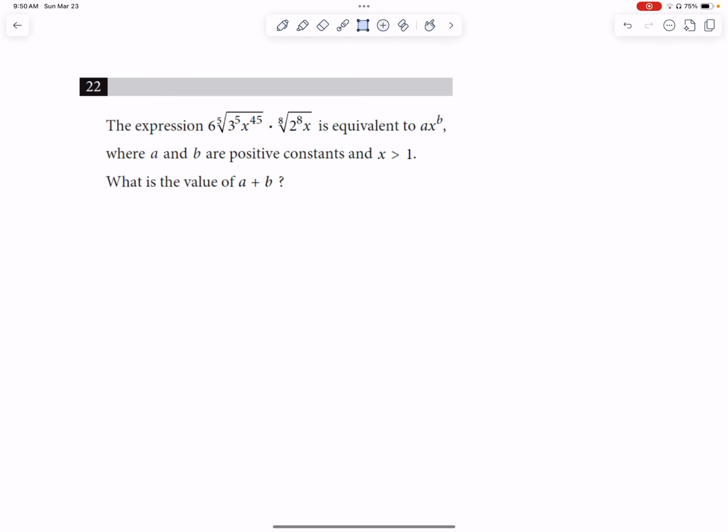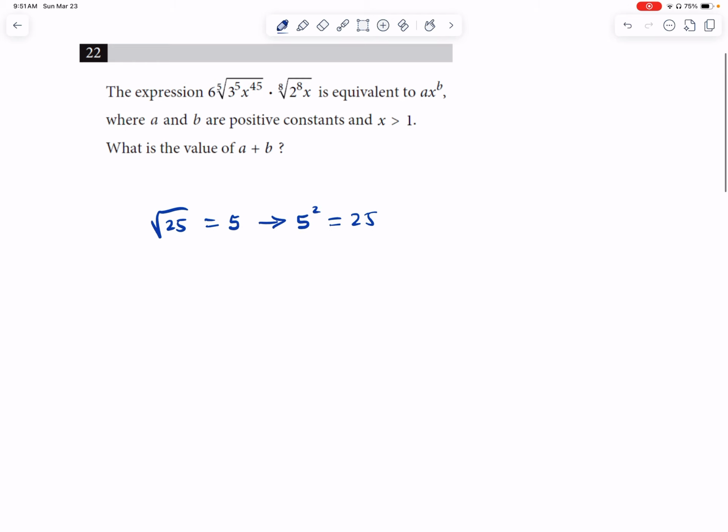In order to start, let's take a look at some properties of exponents, roots, square roots, and actually what a root means. For example, let's say I have the square root of 25. The square root of 25 is equal to 5, because 5 to the second power is equal to 25. If I have the cube root of 8, the cube root of 8 is equal to 2, because if I raise 2 to the third power, I get 8 back.